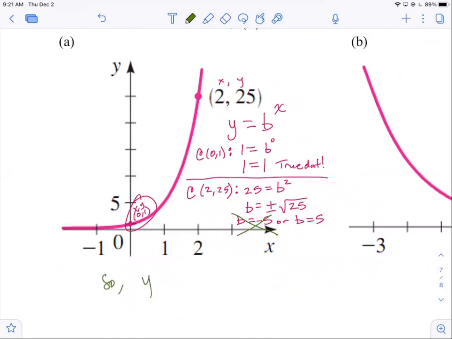So the equation of this graph must be 5 to the x. What you do is you plug that back in up here for b. And you could probably figure that out just by looking at it, right? 5 to the 0 is 1. 5 to the 2nd, 5 squared is 25. But that's your systematic algebraic approach. All right.